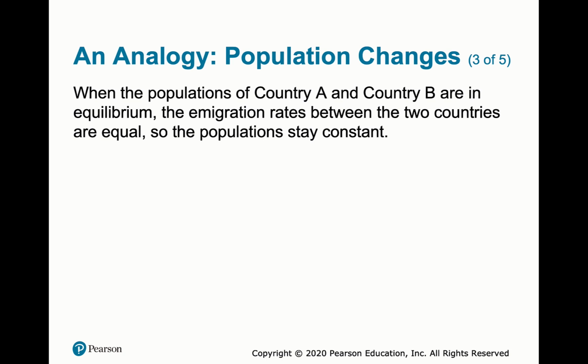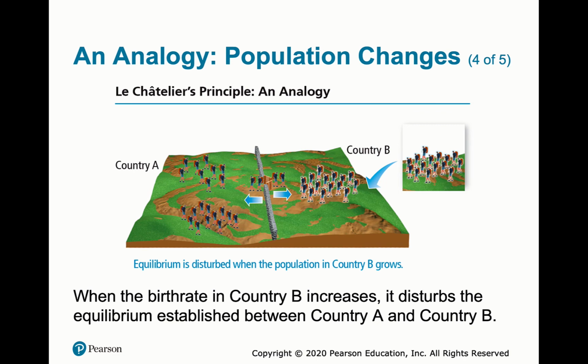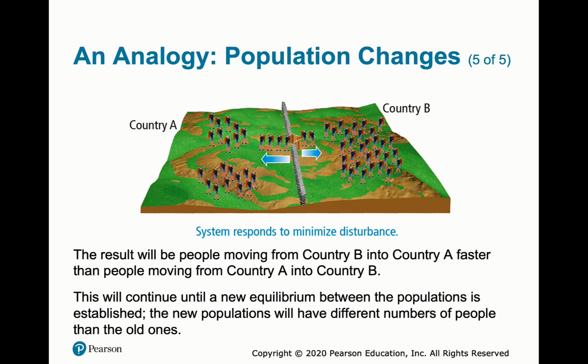So, an analogy to population changes. Remember, you have country A and country B in equilibrium, and the rates are equal, so the populations stay constant. So what happens if you suddenly have a huge birth rate, a baby boom in country A? It disturbs equilibrium, and because of that, you'll have more migration to B to counteract that shift in equilibrium.